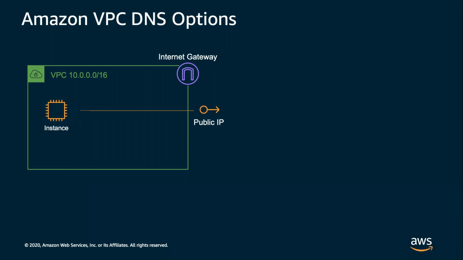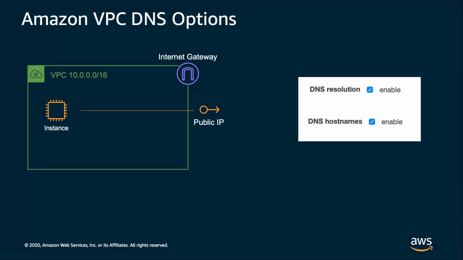If we dig into what this looks like in a VPC, this is just a standard VPC, a virtual private cloud. We have an EC2 instance, and in this case, it has a public IP address and an internet gateway to allow traffic in and out. When we configure DNS on this VPC, we have two options here that are relevant. There's DNS resolution and DNS host names. So we can see here we have both enabled.